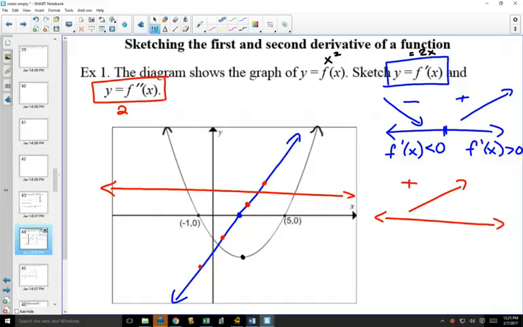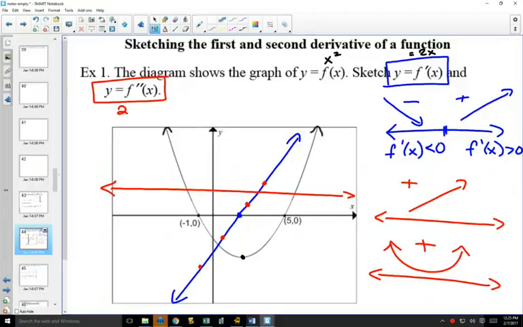Some things about the second derivative. If your second derivative is always positive, what does that tell you about your original function? It's always concave up. Is our parabola always concave up? Yes.